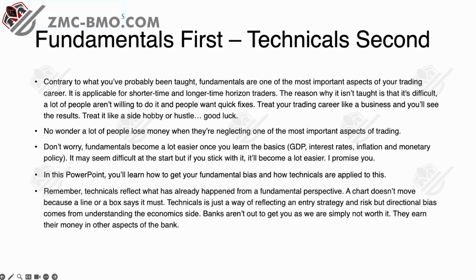Remember, technicals reflect what has already happened from a fundamental perspective. A chart doesn't move because a line or a box says it must. That's really, really important. Like I mentioned, a lot of people put a lot of emphasis on technicals, but just because you've drawn a line or an order block or a resistance point, it doesn't mean it has to respect that, right? There's something happening behind the scenes that everybody's missing, and it is this fundamental perspective. Technicals is just a way of reflecting entry and risk, but directional bias comes from understanding the economic side.